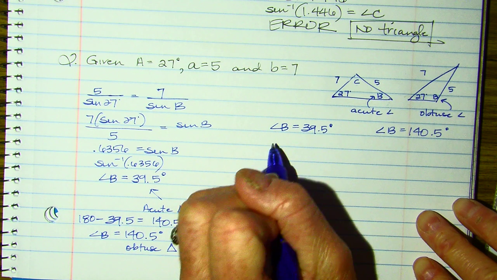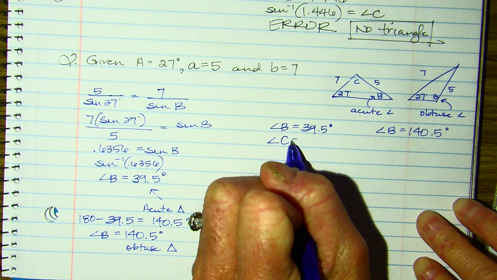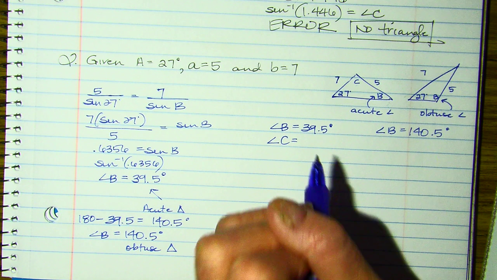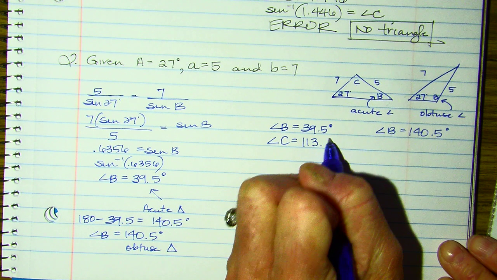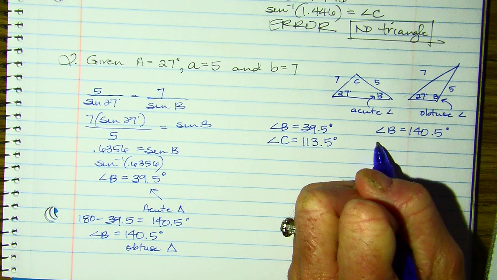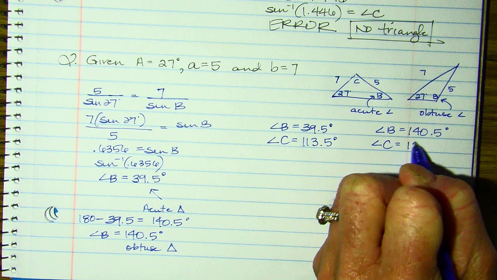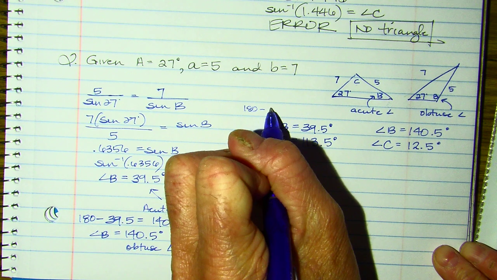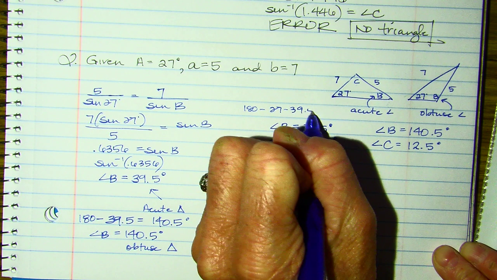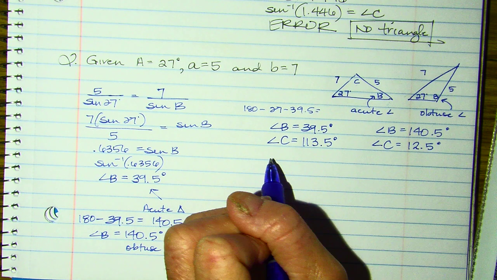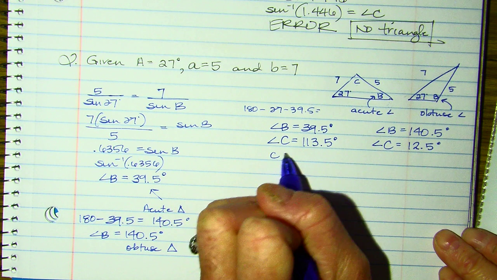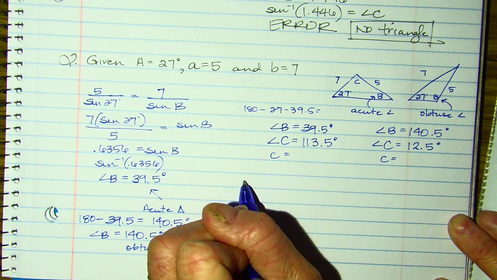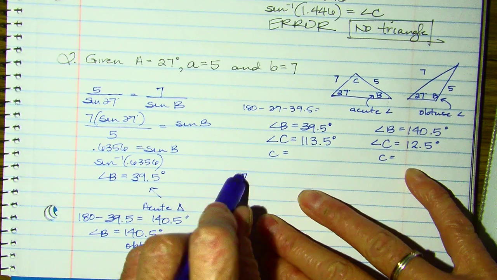If angle B is 39.5, that would make angle C 180 minus 27 minus 39.5. That would give me an angle C of 113.5 degrees. If angle B is 140.5, then angle C is only 12.5 degrees, because it's just 180 minus your two angles. And then side c is the only missing piece. And it doesn't matter which pair you use.